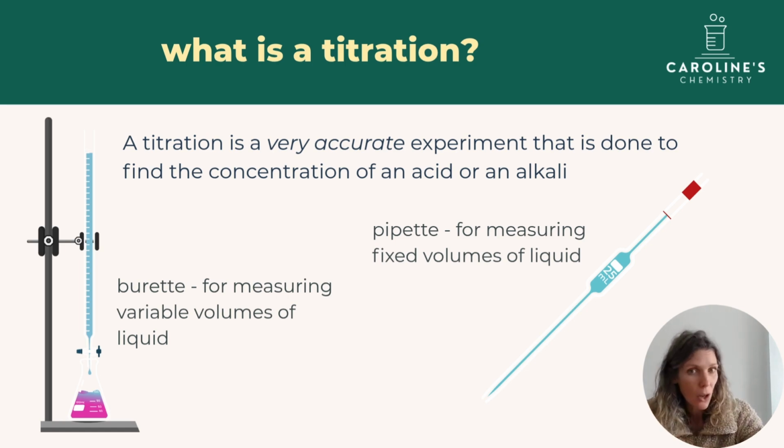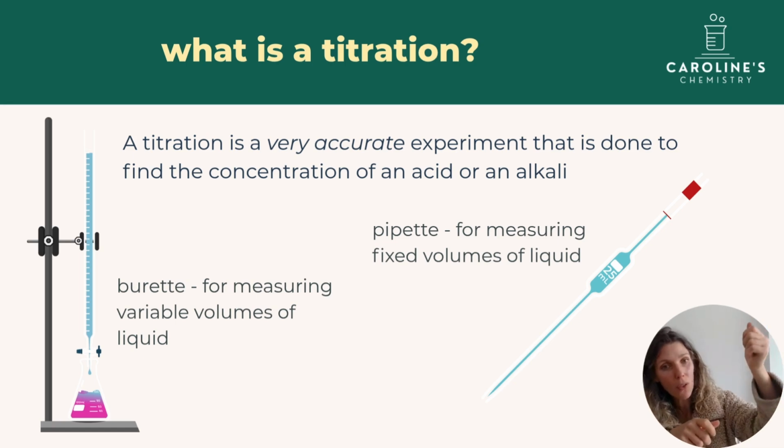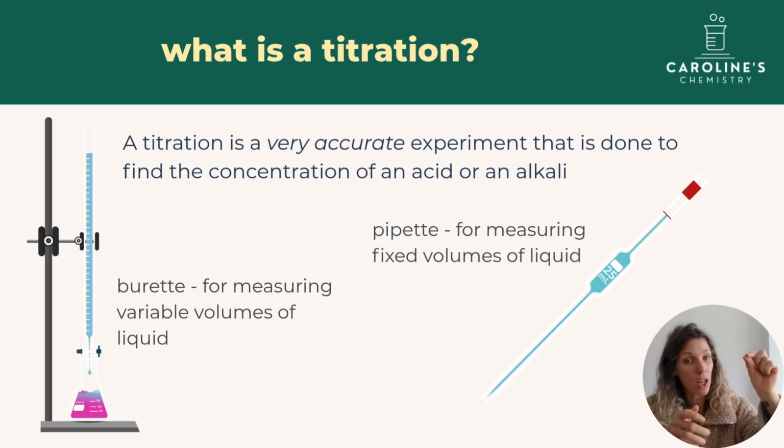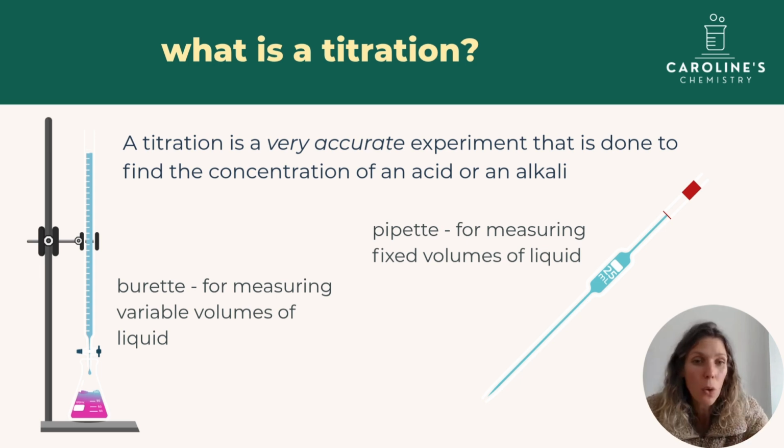A pipette, on the other hand, is for measuring fixed volumes of liquid. Now that is not like a teat pipette that's often plastic that you might have used in schools. A pipette for titrations is glass. And usually you would have a pipette filler that attaches on the top, and you roll that pipette filler up and it takes the liquid up to the line. Now, usually for a titration, you'd use 25 centimeters cubed as your fixed volume, but pipettes for different volumes also exist.